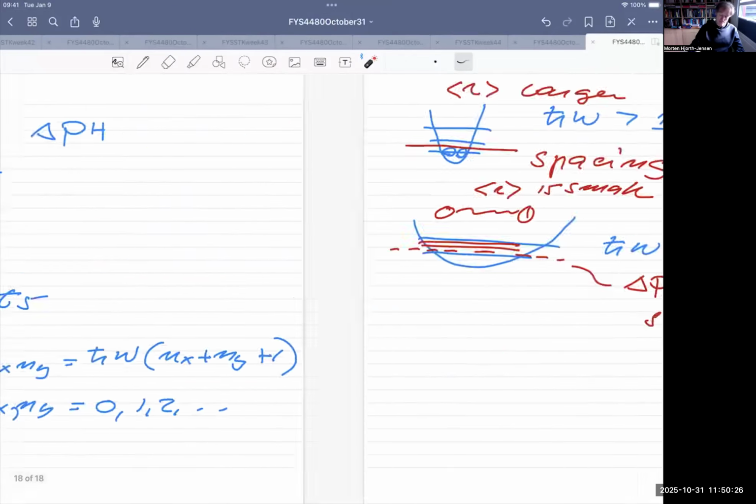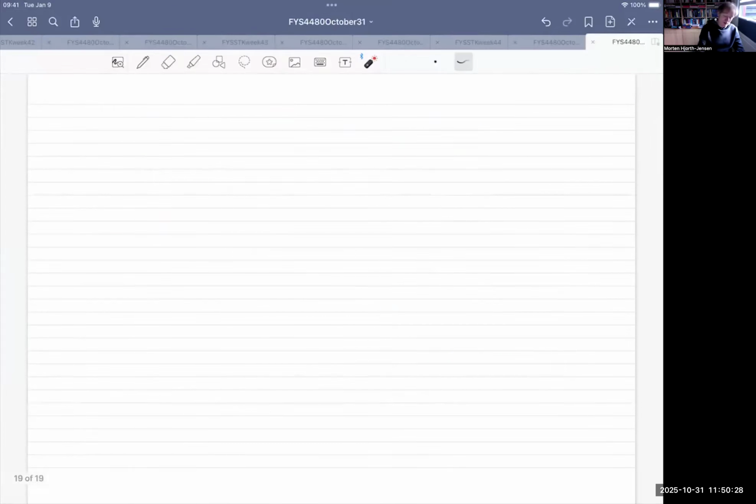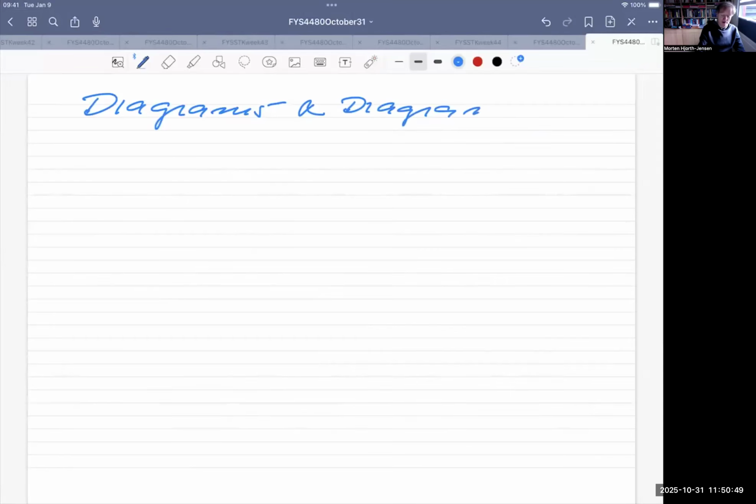Okay, so what I wanted to start with now is a discussion of diagrams and diagram rules. And this is going to give us what I like to call a handy way to represent terms in perturbation theory. And you probably see now that it's actually not so exciting to write down all these contributions. At the end, if you want to calculate energies, you have to do that.